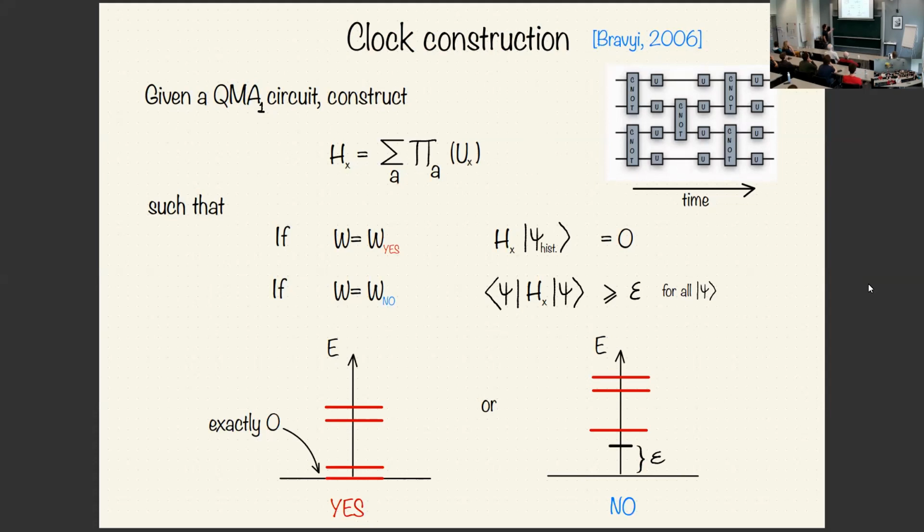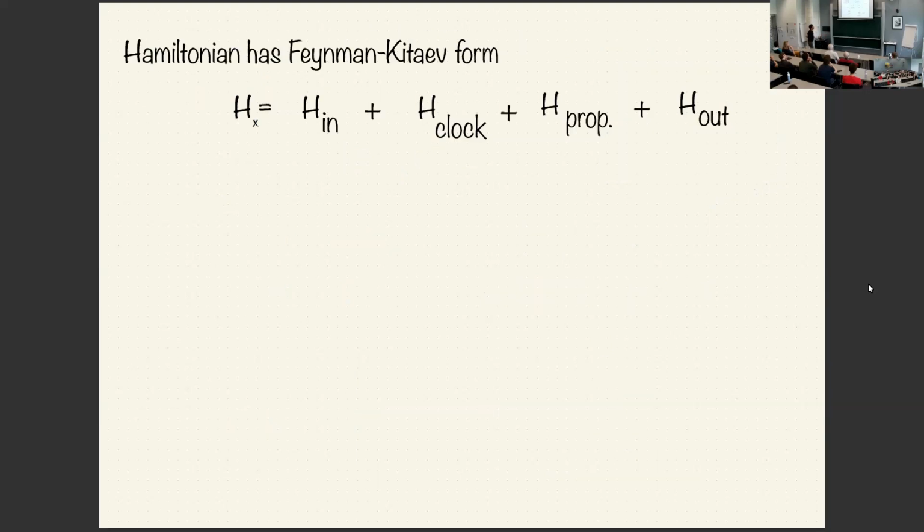So here's a picture of that. In the case of yes instances, the lowest eigenvalue of this Hamiltonian is exactly zero. In the case of no instances, it's bounded below by epsilon. The structure of the Hamiltonian has this form: there's an input Hamiltonian, a clock Hamiltonian, a propagating Hamiltonian, and an output Hamiltonian. I'm sure you've all seen this and are familiar with it.